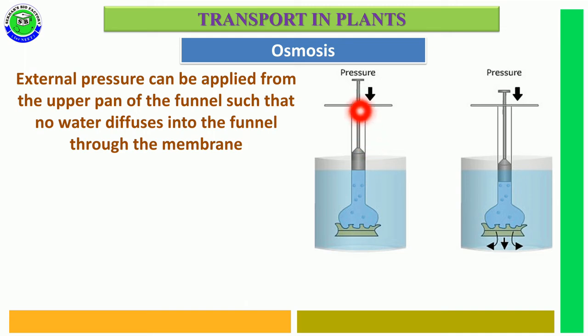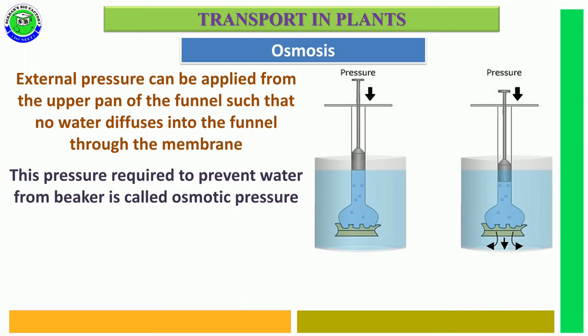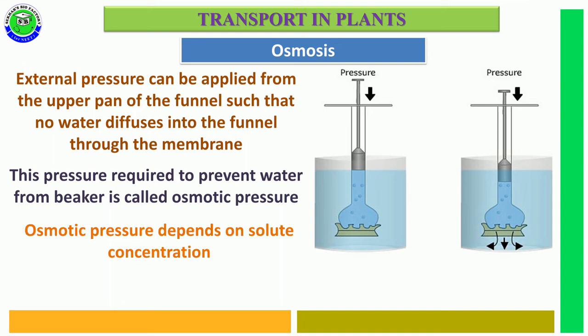from the narrow end of the thistle funnel, some external pressure can be applied on the upper part of the funnel. This pressure helps to prevent the entry of water into the thistle funnel through the membrane, and this pressure, which can stop the osmosis process, is referred to as osmotic pressure.